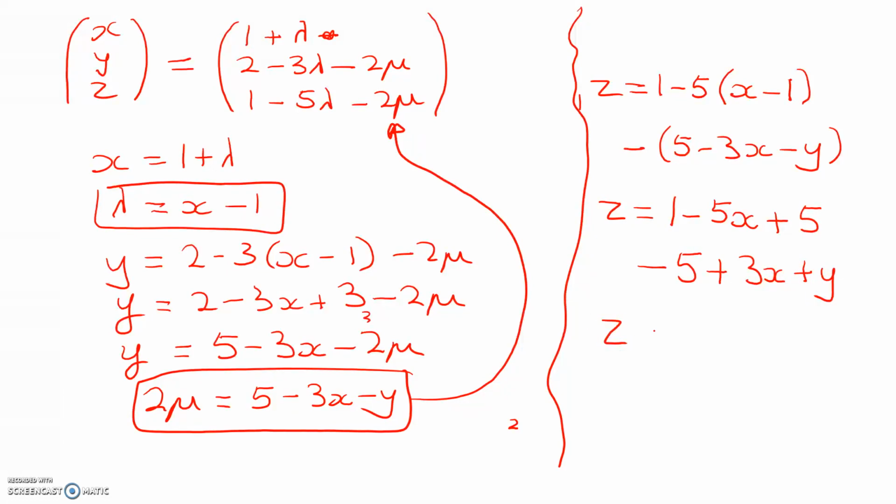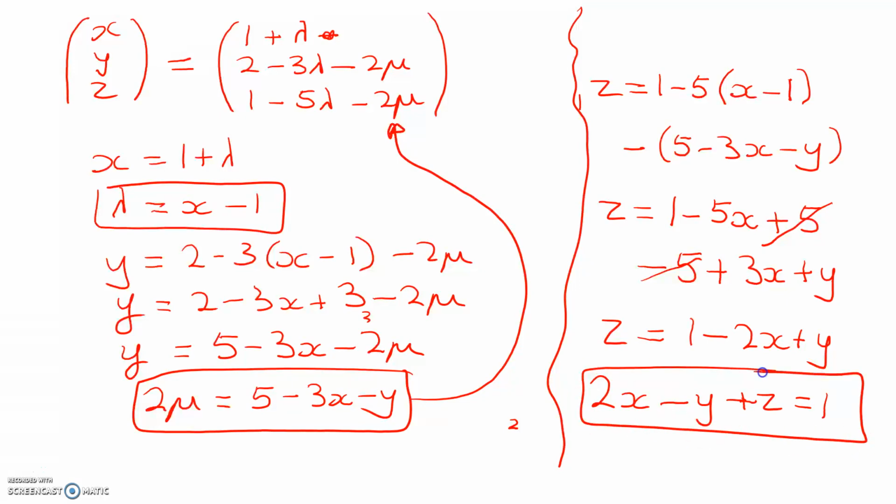That gives me z is equal to... something's gone bad. No, it hasn't. We're good. So you can see that the 5's go and we get 1 minus 2x plus y, leaving me in the end with my equation of the plane. So 2x minus y plus z is equal to 1. So there we go. Isn't that magnificent?